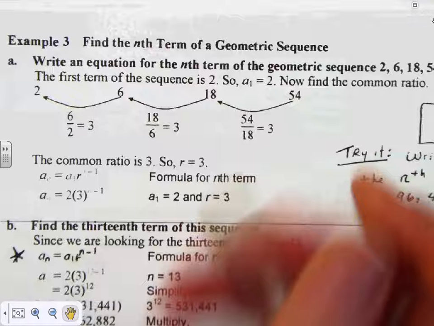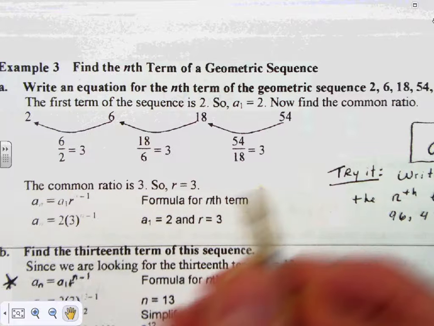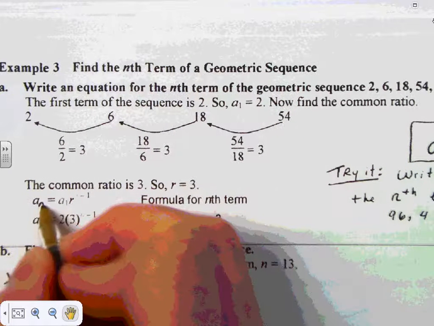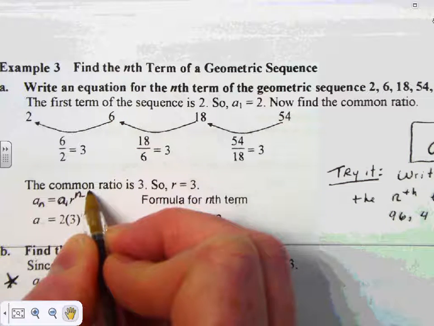So the first thing we have to know is what our a value is, because this is the pattern, this is the formula right here. I know it's a little faded, I apologize.